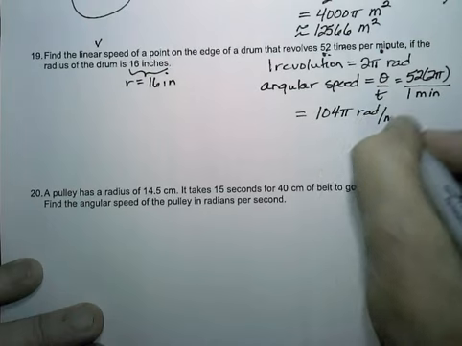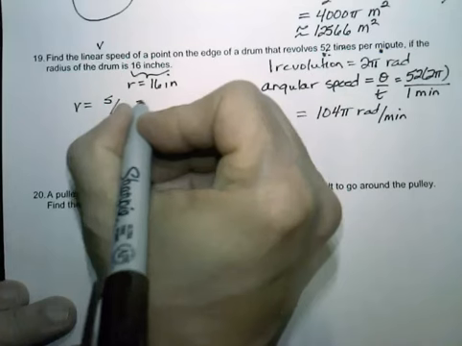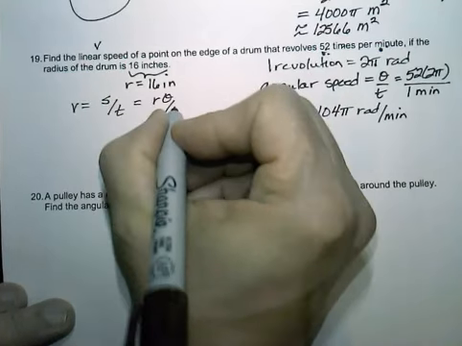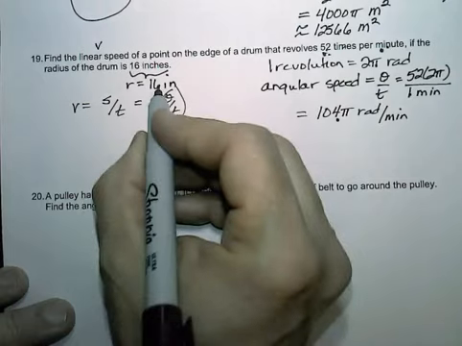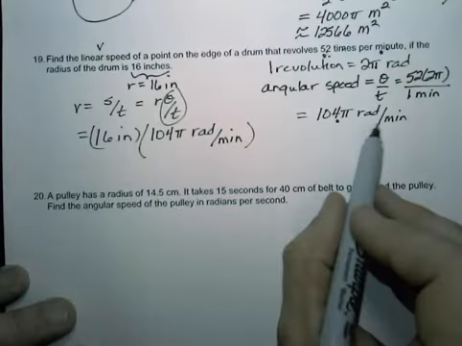The formula you'll get on the test for this is v equals s over t. Well, we don't have s, but we can also write this s as r theta, and we do have the theta over t. So we're going to take this part of it and replace it with the 104 pi, and then we know the r. All we're doing is plugging in the r and plugging in the theta over t that we found here.